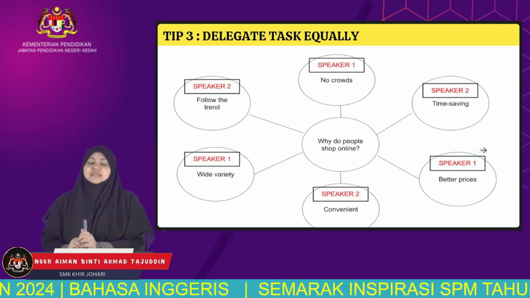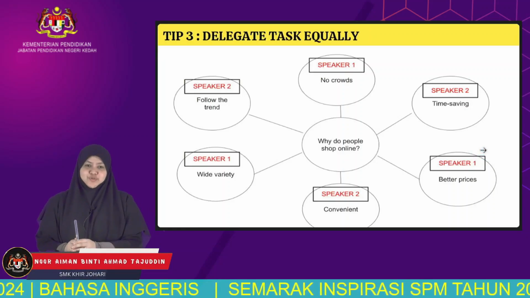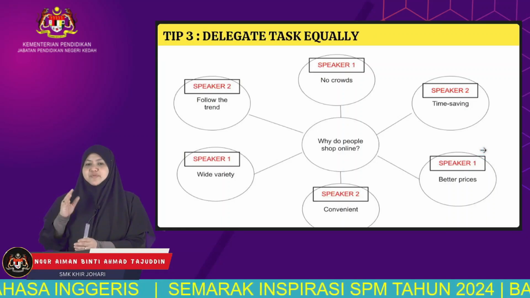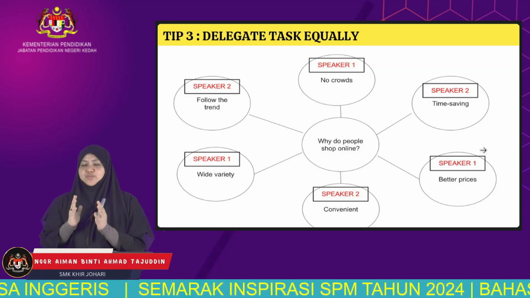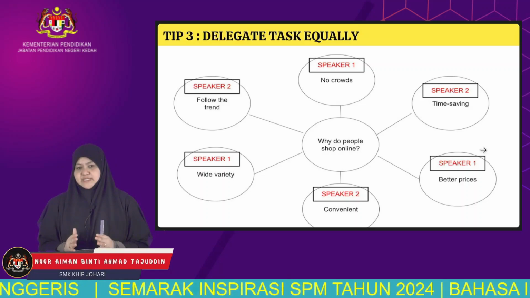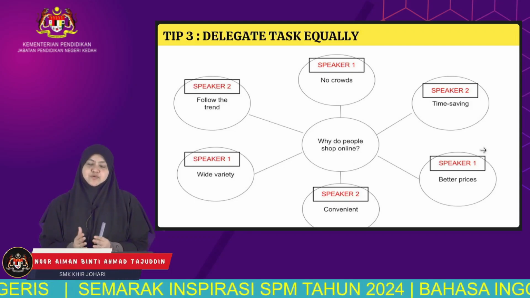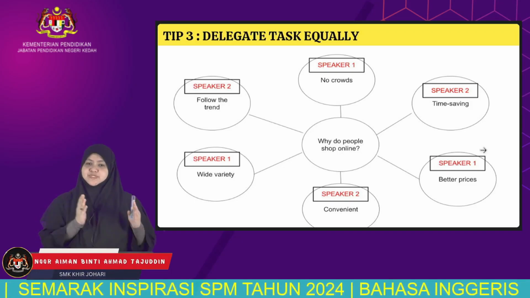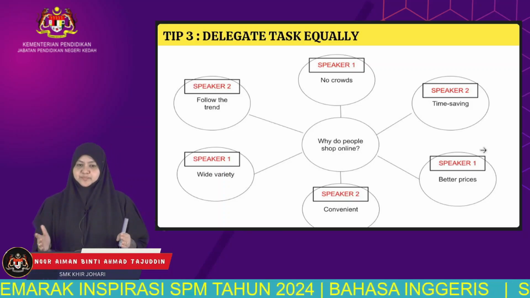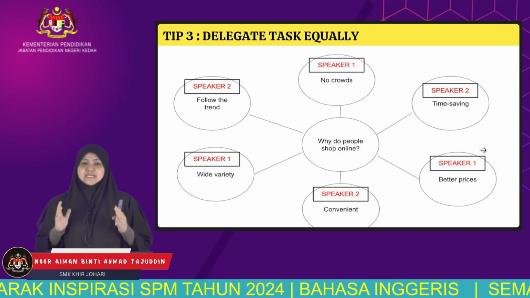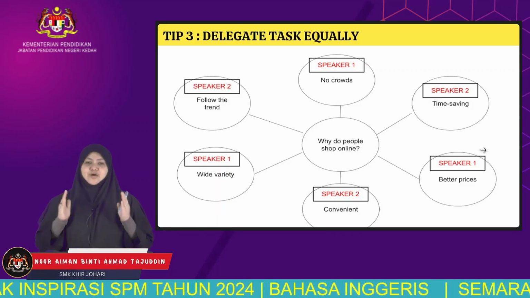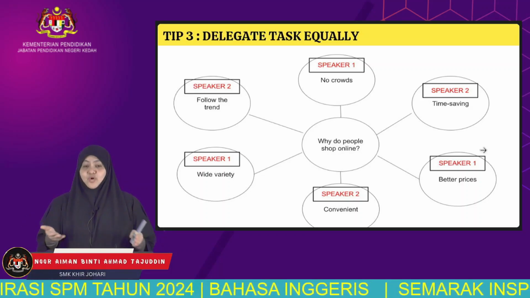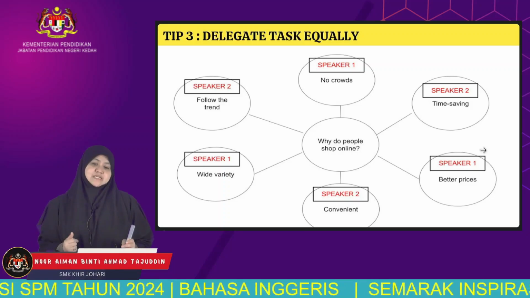Okay, now tip number 3 would be for you to delegate the task equally. Now, how to do this? I'm sure that by now you would know who will be your partner for your speaking test. Am I right? So what you can do with your partner is, before the test itself, you decide who's going to be speaker 1 and who's going to be speaker 2. Now, which candidate should be speaker 1? Decide on who's the better speaker. If you think that you're more fluent than your friend, then you'll be speaker 1.